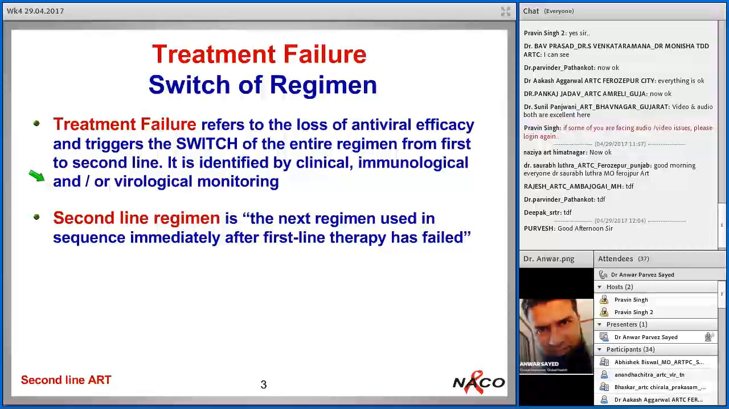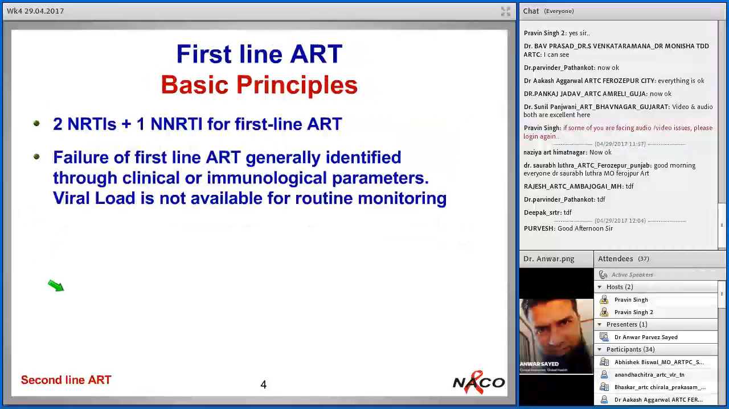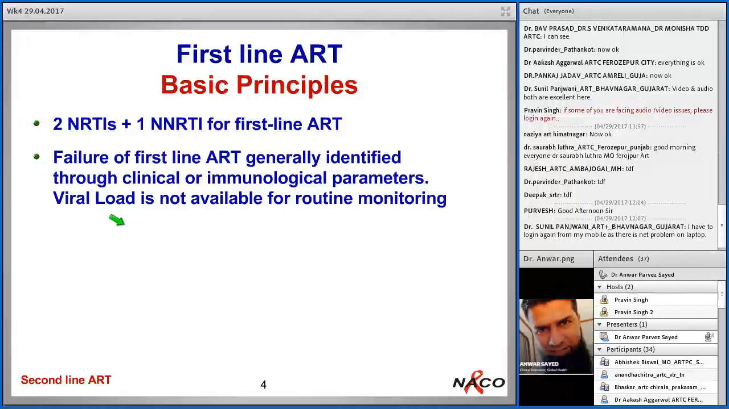It is identified by clinical, immunological or virological monitoring. Second line, as I am repeating again and again, is the next regimen used in sequence after the first line therapy has failed. So we saw before that in selecting first line, we are taking 2 NRTIs and 1 NNRTI, and failure of first line ART is generally defined through all these 3 types.